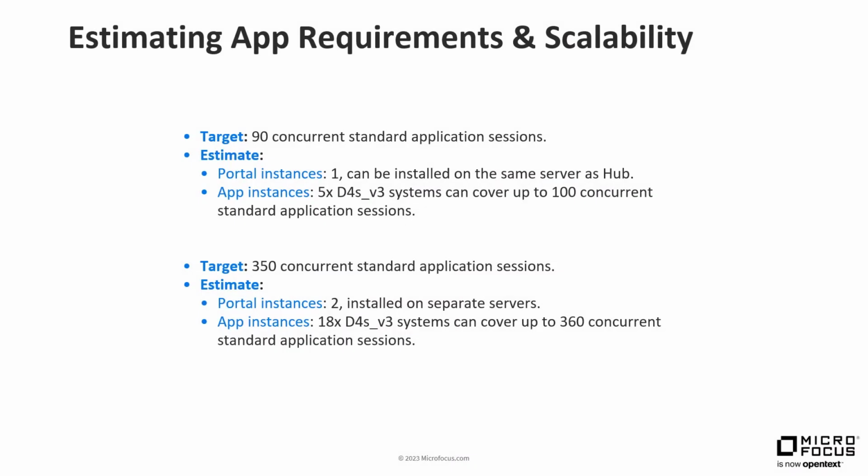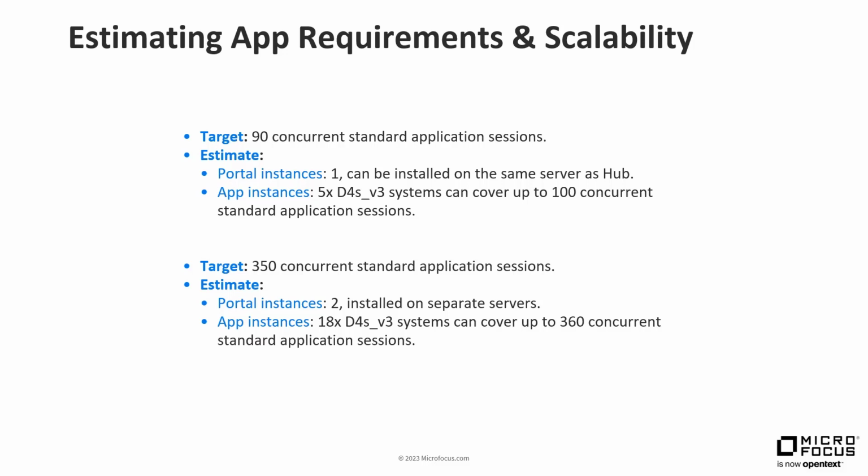All right, so let's say you want to support 90 concurrent standard application sessions, meaning that everyone's running them at the same time. You need one portal, which can be installed on the same server as the hub role. And you need 5 instances of our D4S V3 system. Since each system can support 20 concurrent users, this would give us coverage up to about 100 concurrent standard application sessions.